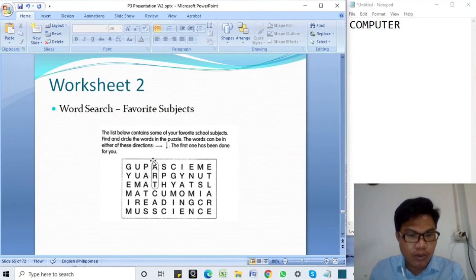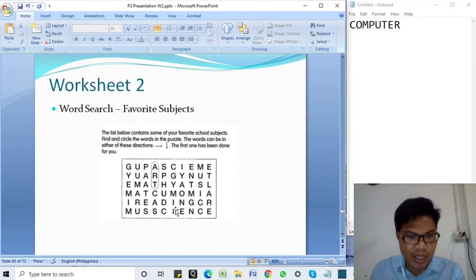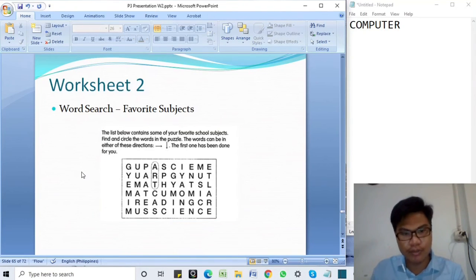Once you find it, you have to encircle it, enclose it with a circle. Art. So what about music? Can we find music here? Where do you think is music? That is your homework.